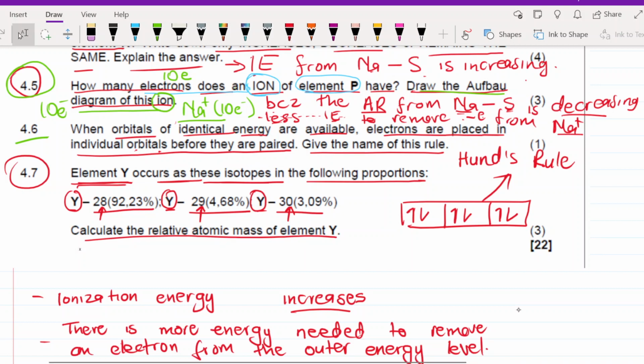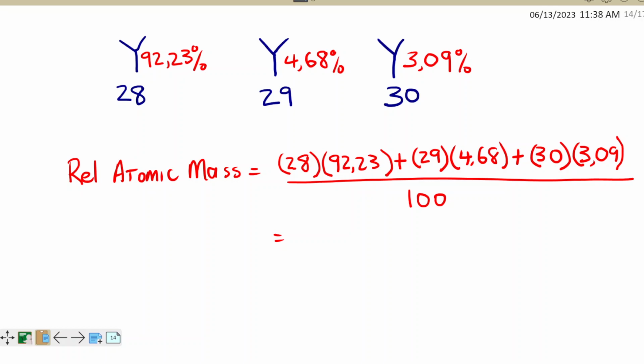Now remember, element Y, the first one has this percent, the second one has that percent, the third one has that percent. So let's find the relative atomic mass of element Y. To calculate the relative atomic mass, we use this formula.